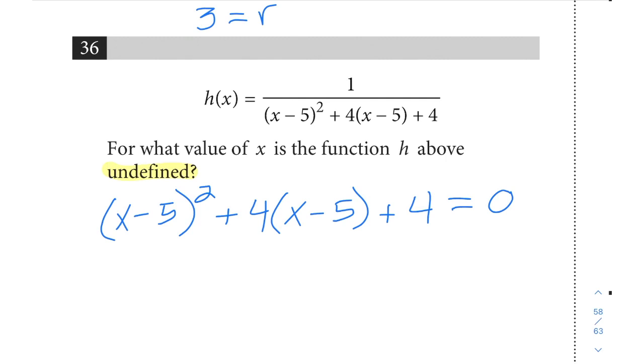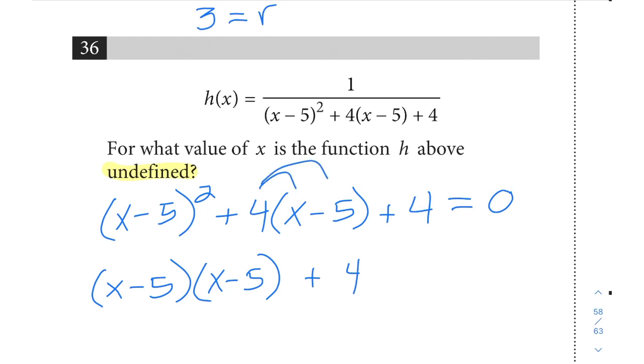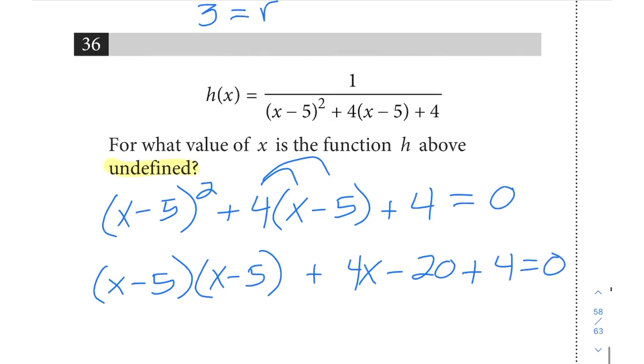And there's a couple ways that you could try to factor this out, but I think the easiest way, and probably the way that I see most students inclined to do this question, is to go ahead and just FOIL out this x minus 5 term at the beginning. So you're going to do x minus 5 times x minus 5, and then you can distribute your 4. When you distribute to both parts, that would be 4x minus 20, and then plus 4 on the end.